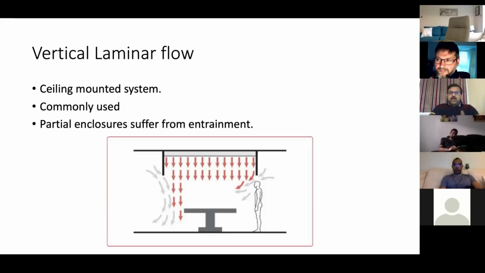I don't know, am I being clear on this? If anybody has a question, put it up. I'll try to explain it further. But essentially this type of vertical laminar flow has the inherent problem of air entrainment, which brings unclean air from the outside of the enclosure into the enclosure.